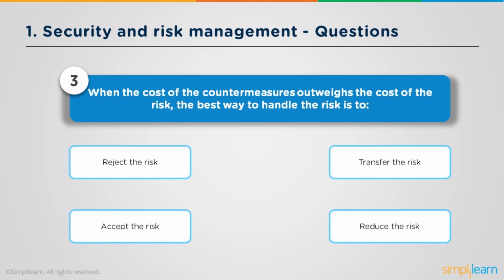So in this scenario, accepting the risk is basically accepting the risk the way it is, moving on because there is nothing that you can do about the risk and you're willing to accept the risk rather than spend money on it. And reduce the risk is mitigating the risk by implementing the firewall and spending that money and then incurring those losses. So the best answer out of this is accepting the risk.